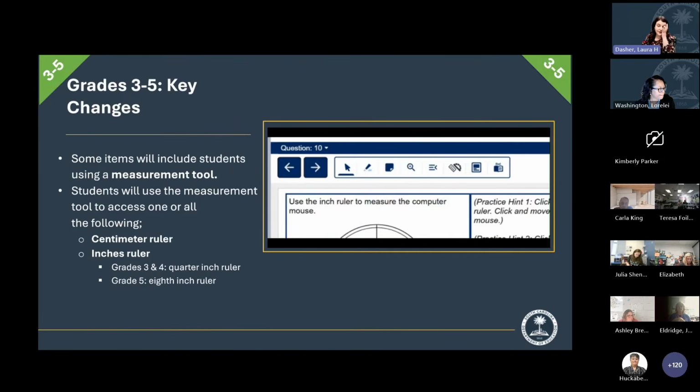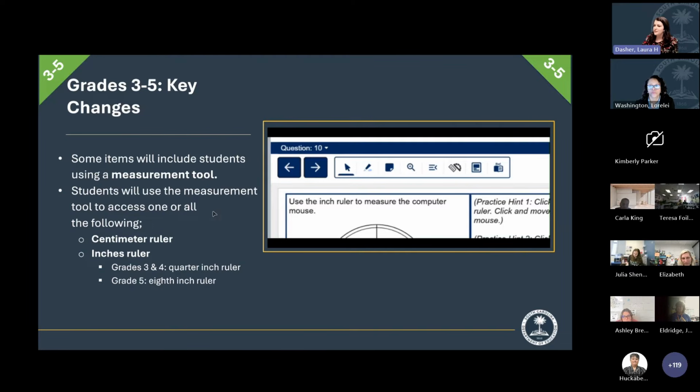So some items on SC Ready Math will require students to use a measurement tool. Some students may need to use the tool to access one or more of the following: a centimeter ruler or an inches ruler. So for grades 3 and 4, students will use a ruler marked to the nearest 1/4 inch, and for grade 5, the ruler will be marked to the nearest 1/8 of an inch.